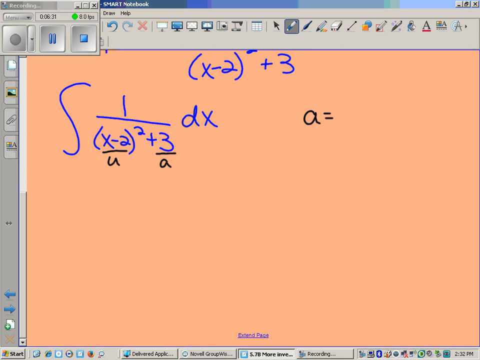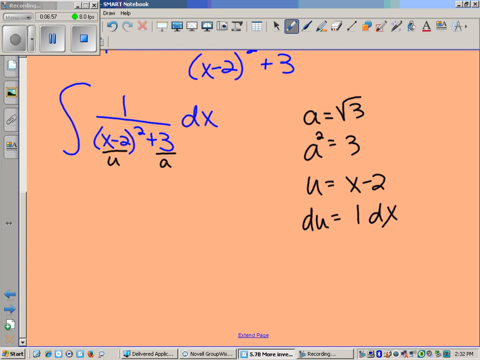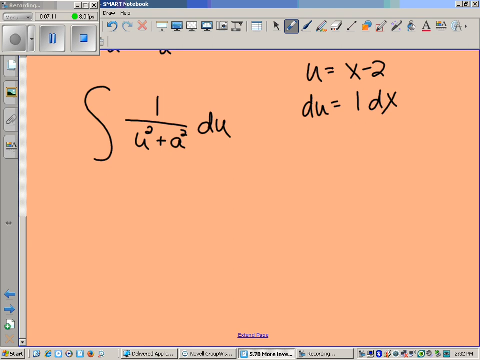So if I need 3 to be an a squared, then what would a have to be? Square root of 3, right? So that works. So a squared would be 3. Perfect. So then u would be x minus 2. If u is x minus 2, then that means du is going to be 1 dx, which is also perfect because that's what I have here on the top. So let's use our u substitution, and I get 1 over u squared plus a squared du.